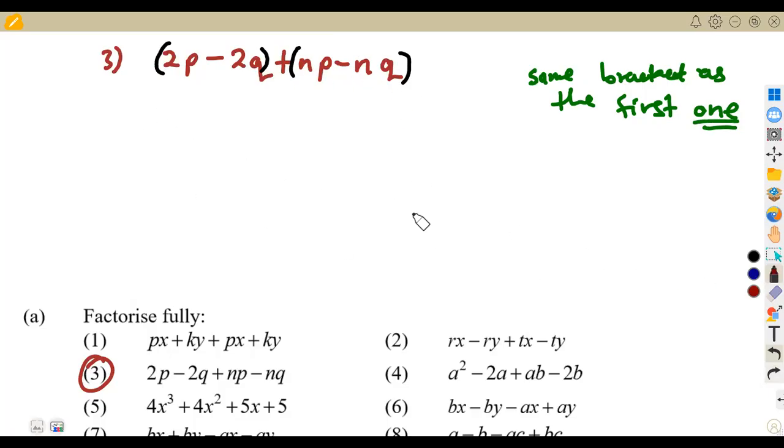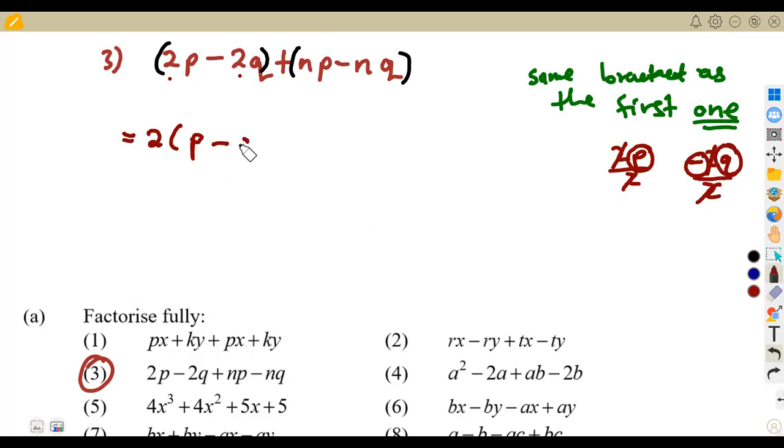So that means in the first bracket, 2 is common. That is our highest common factor. So I'm going to factor out 2 in this case. So we divide 2p by 2. As we can see, 2p divided by 2, this and this will cancel. We remain with p. So that is going to give us p. The same thing with minus 2q. If we divide by 2, these 2 and these 2 cancel. We remain with minus q. So that is going to give us minus q in this case.